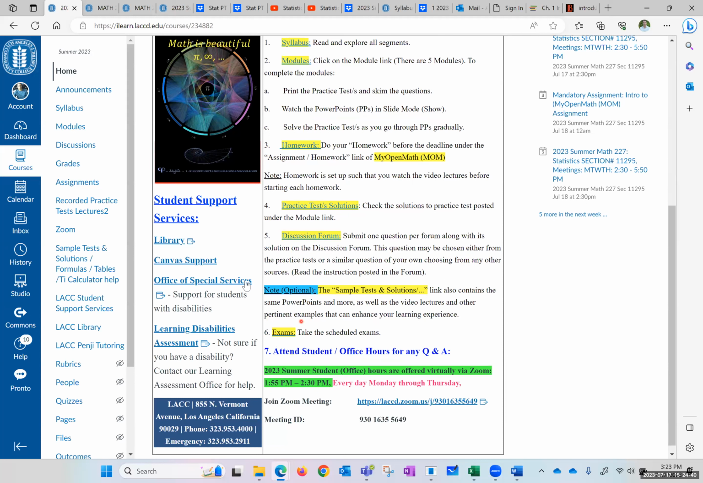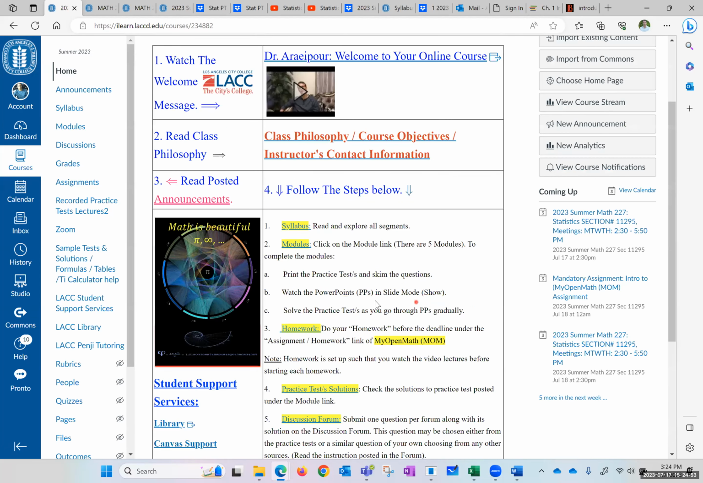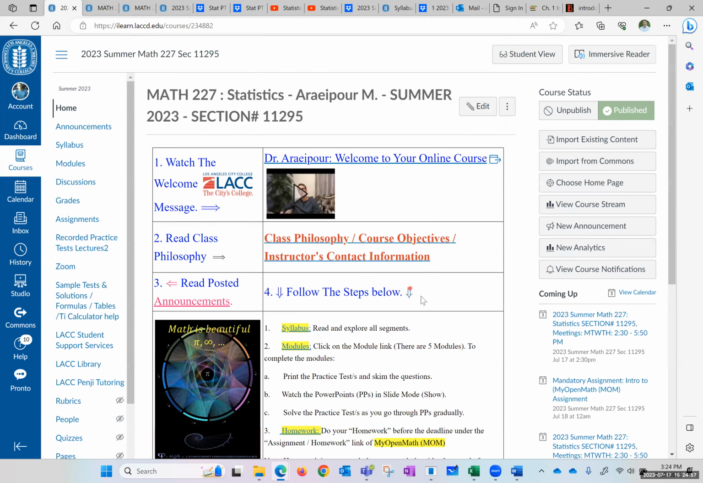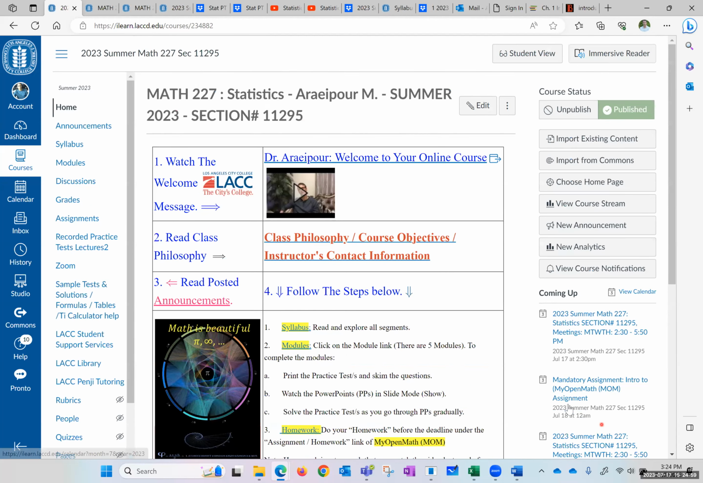And on the left side, this one is optional, okay, in case Canvas is not available, and then you may take the exam. So this is the synopsis of what you need to know as far as this course. So happy studying, everybody.